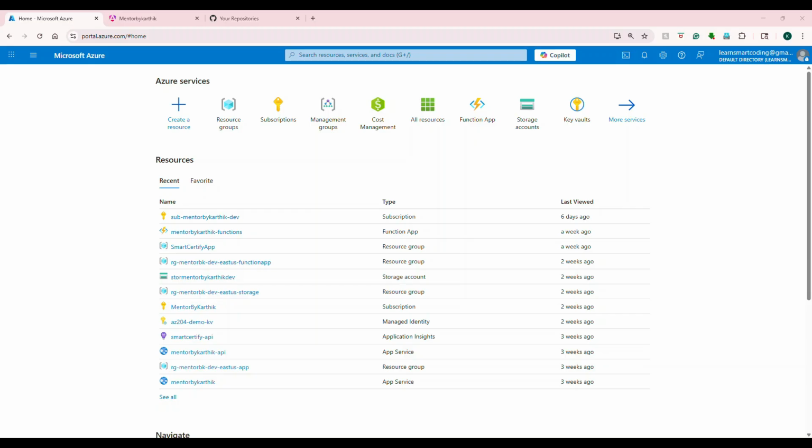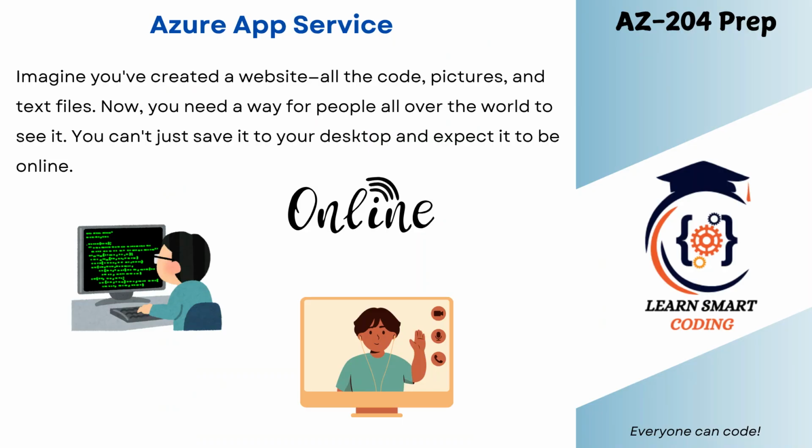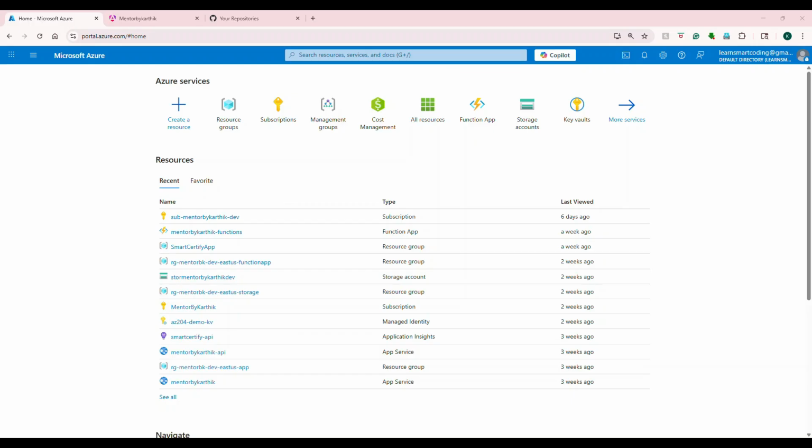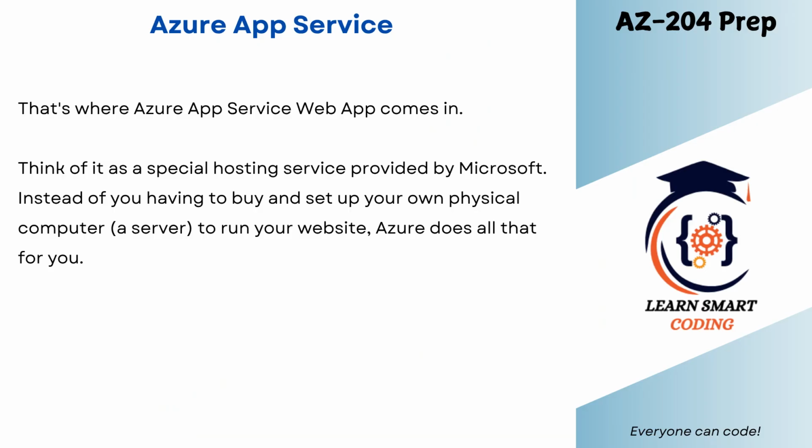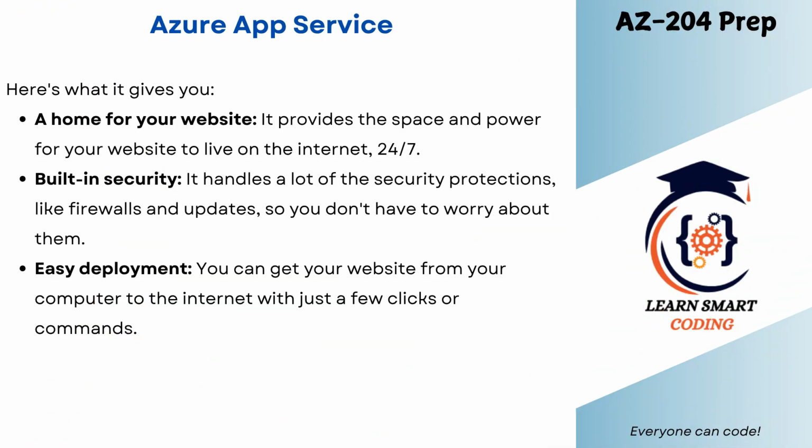Alright, even before we get into creating a service, let's first understand what is Azure App Service and see how we can relate to it. Okay, this is one of the powerful cloud tools in Azure, and let me explain it now. So imagine you have created a website, in our case this website, okay, all the code, pictures and text files. Now you need a way for people all over the world to see it. You can't just save it to your desktop and expect it to be online. That is not going to happen. Right? That's where the Azure App Service web app comes in.